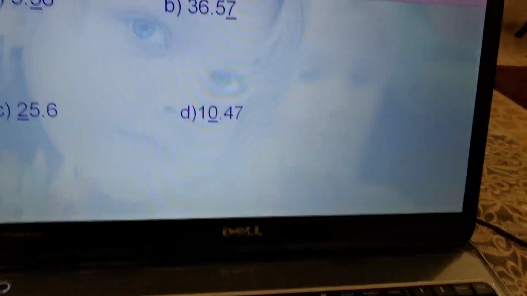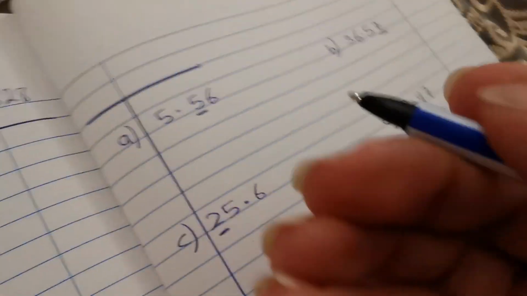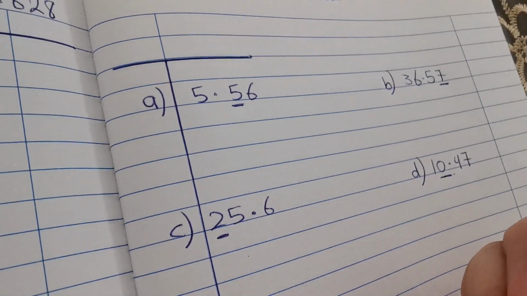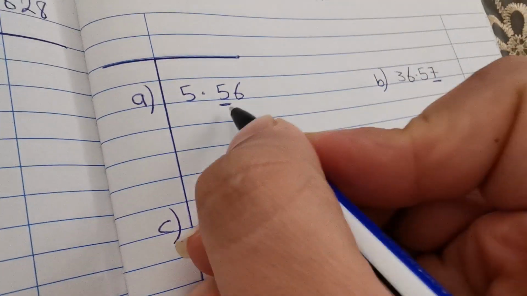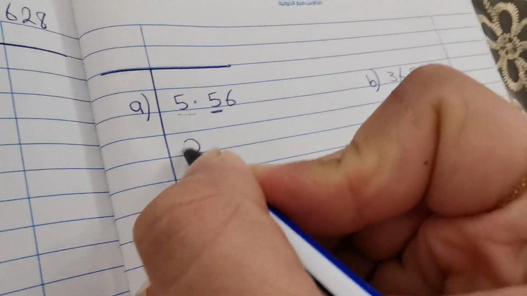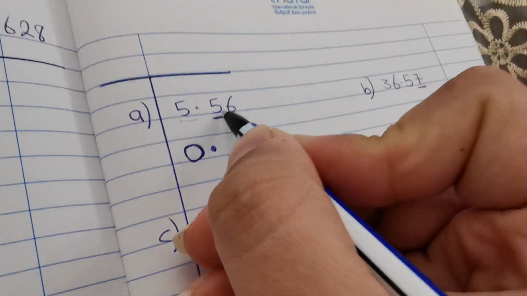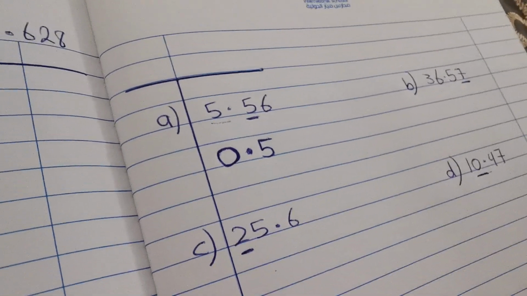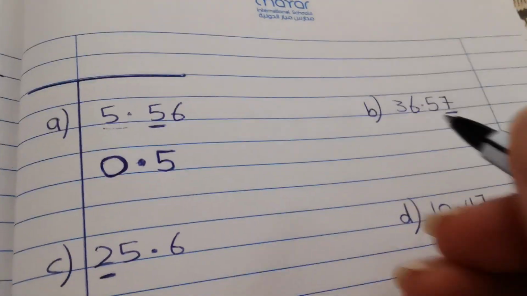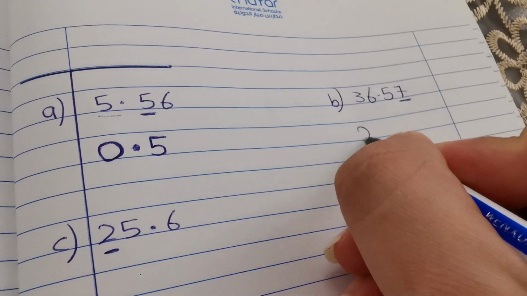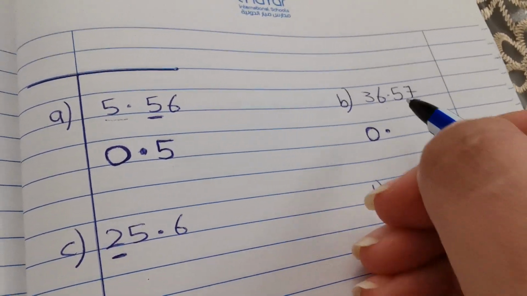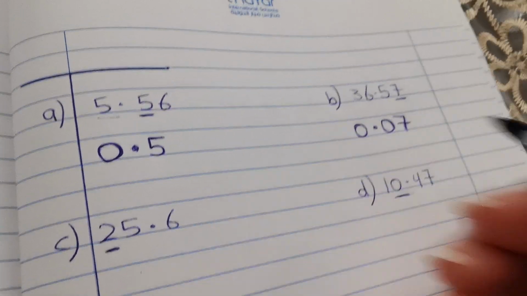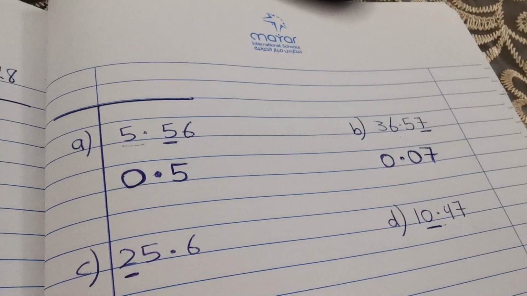Let's try these to understand more. We have the first one, which is 5 and 56 hundredths. If we want to write the value of 5, we write instead of the whole 0, decimal point, and 5, we write it as it is. Do we care about 6? No, it's not important. B, instead of 36, we're gonna write 0, decimal point. Instead of 5, we write 0 also, then 7. So if we read the value, it's 7 hundredths.